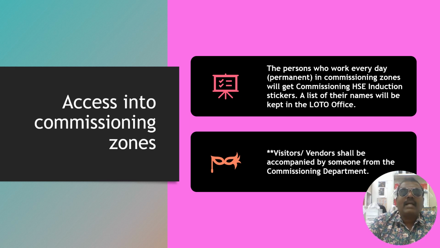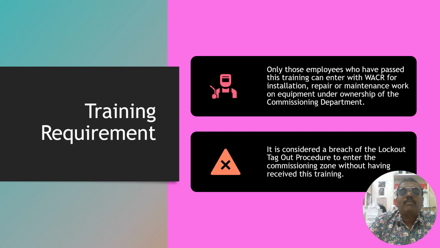Visitors and vendors shall be accompanied by someone from the commissioning department. Only those employees who have passed this training can enter with the WCR to do repair or maintenance work on equipment under the ownership of the commissioning department. It is considered a breach of the lockout tagout procedure to enter the commissioning zone without receiving this training.